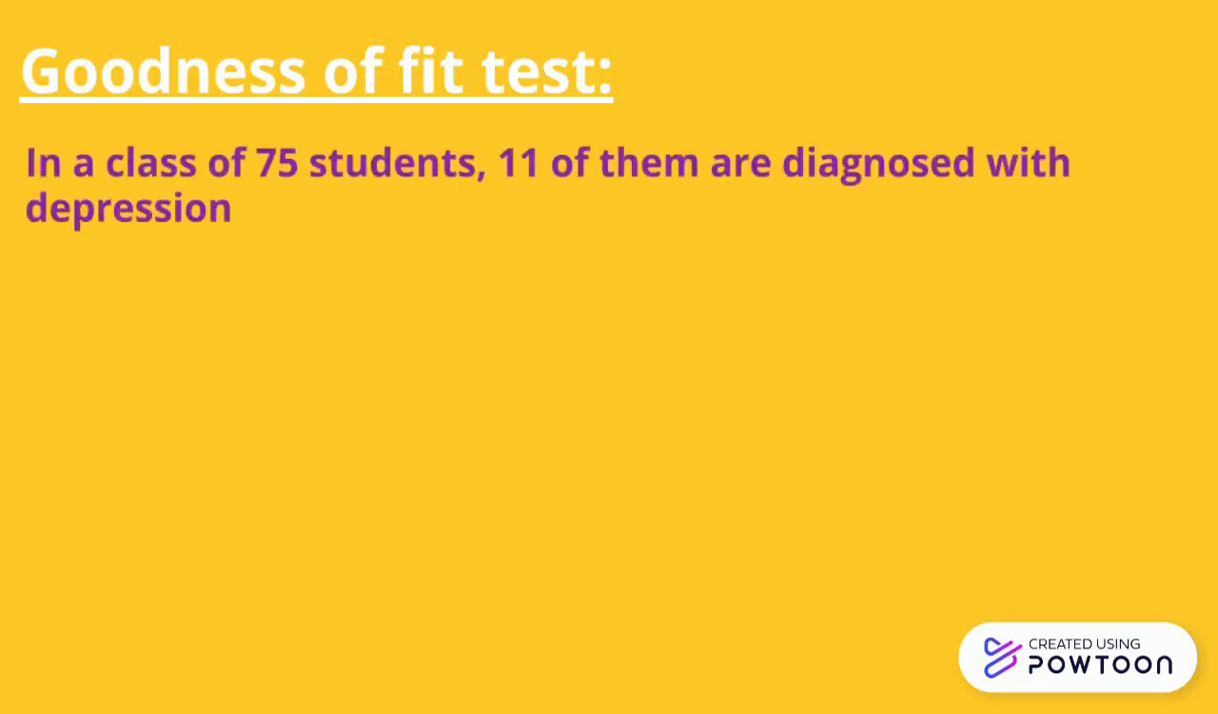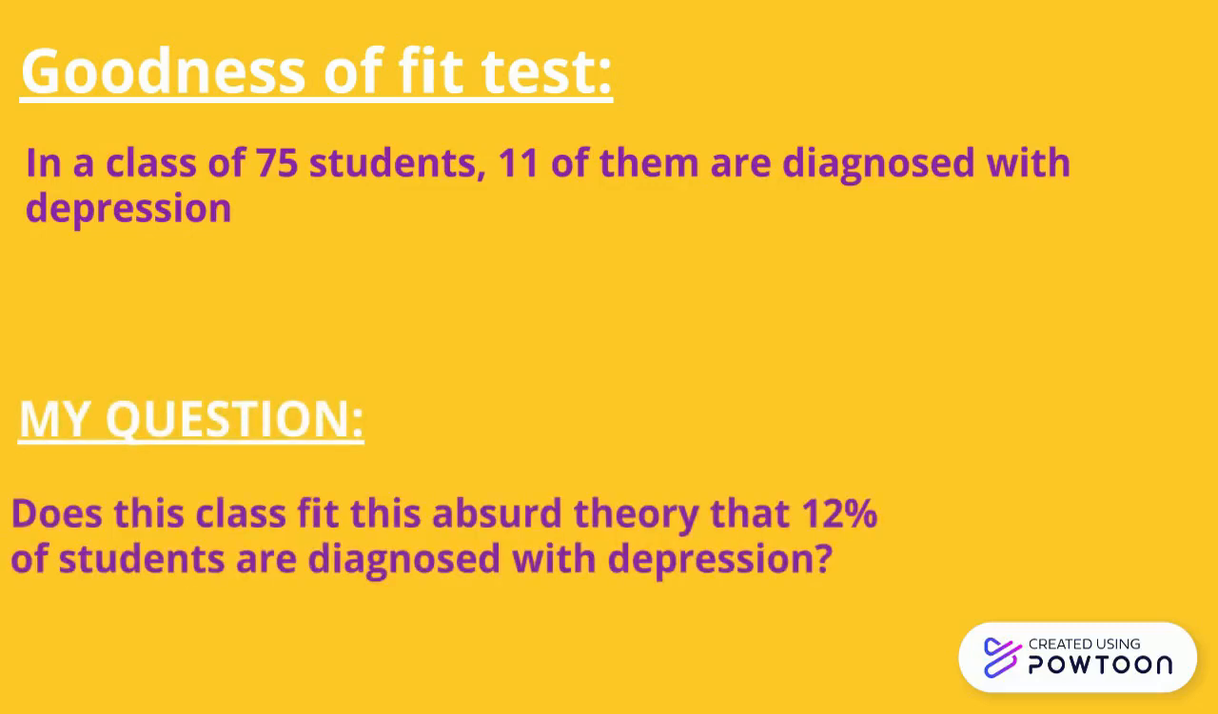In one class of 75 students, 11 of them are diagnosed with depression. My question is, does this class fit the prevailing theory that 12% of college students are diagnosed with depression? Now let's go over the steps to complete a chi-squared test.